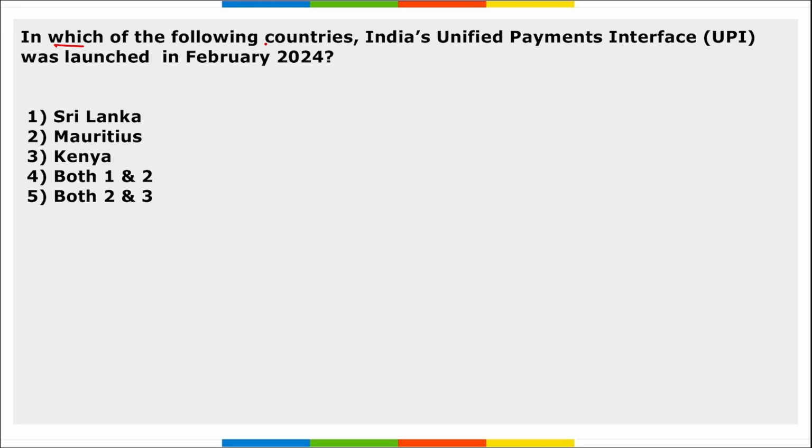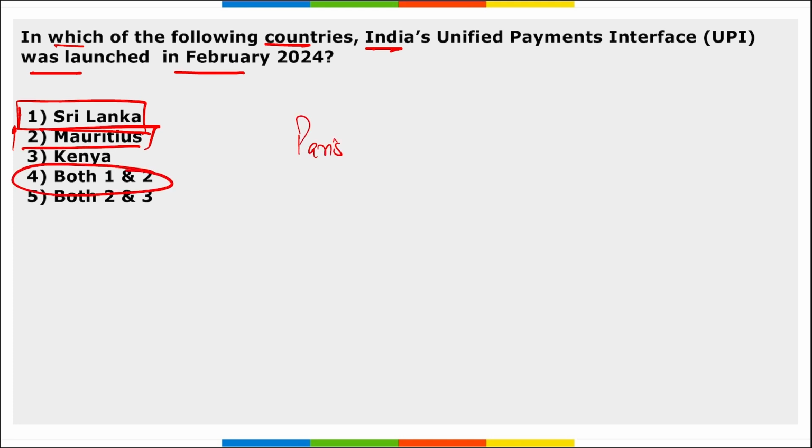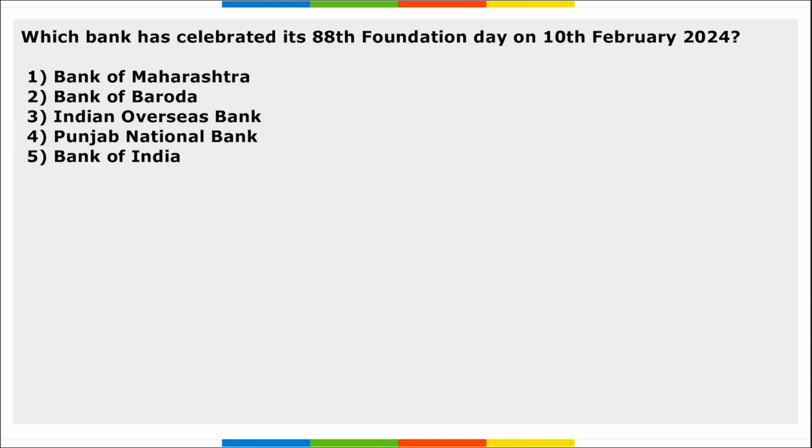Next, in which of the following countries was India's UPI launched in Feb 2024? So, India's UPI payment was launched in Sri Lanka. It was launched in Mauritius. So, the right option is both 1 and 2. And it was also launched in Paris, France. We just saw that before this question.